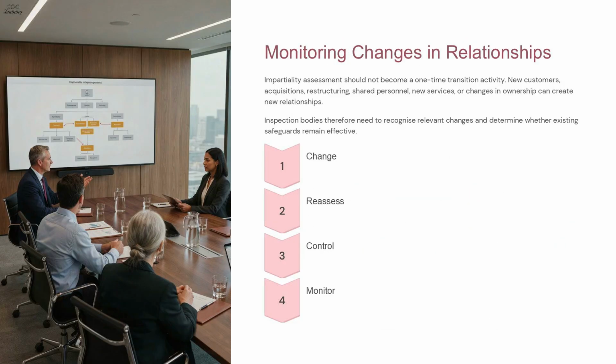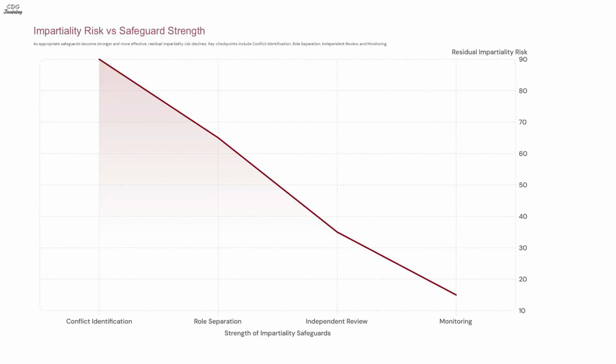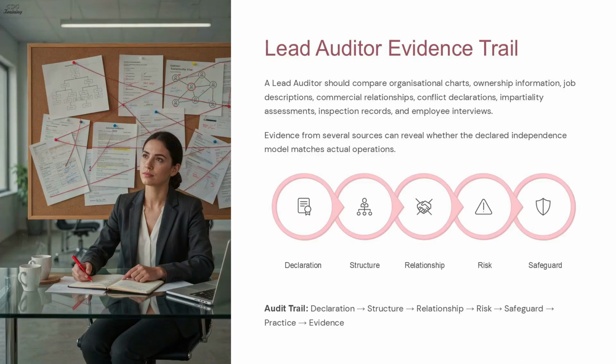Monitoring changes in relationships is crucial for maintaining effective impartiality assessments and controls. As safeguards strengthen, impartiality risks decline, highlighting the importance of effective conflict identification and monitoring. A lead auditor should gather evidence from various sources to verify the independence model matches actual operations.